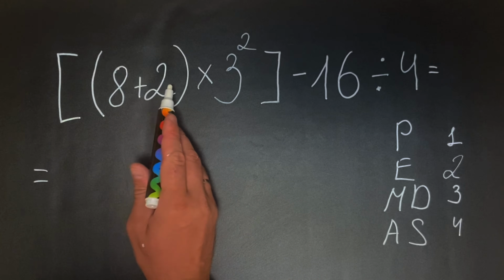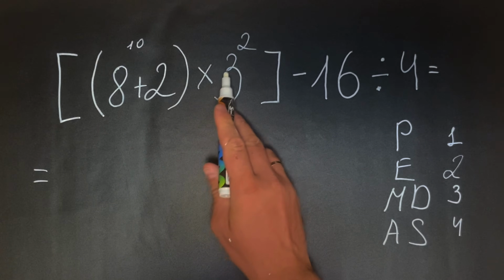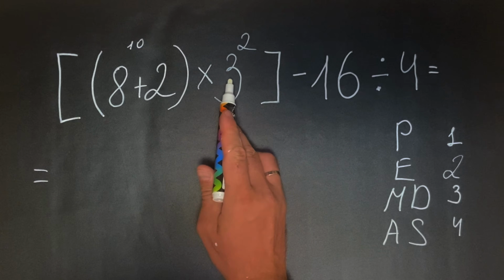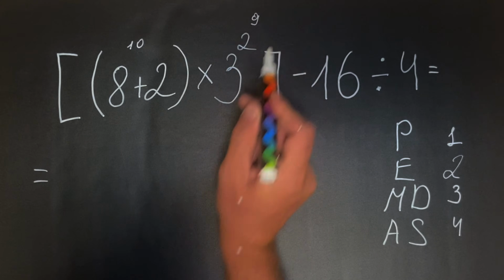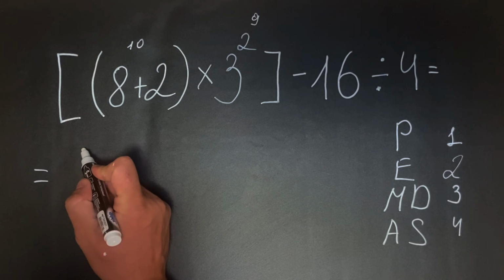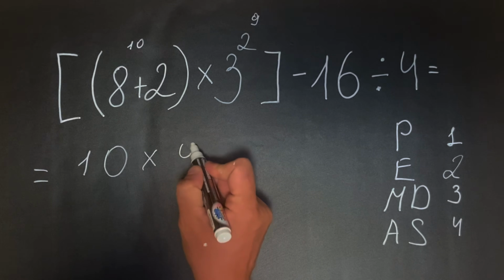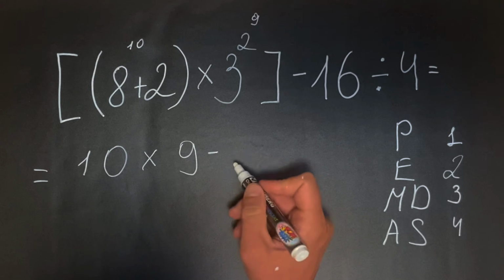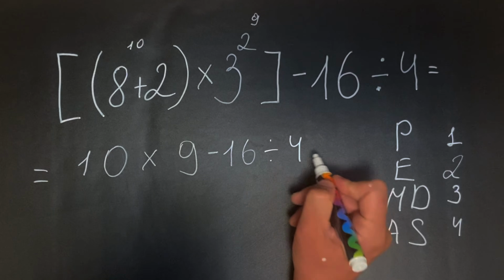We have 8 plus 2. Here we put equals 10. Then we have the exponents. 3 squared is 9. Therefore, we have the following: 10 multiplied by 9 minus 16 divided by 4.